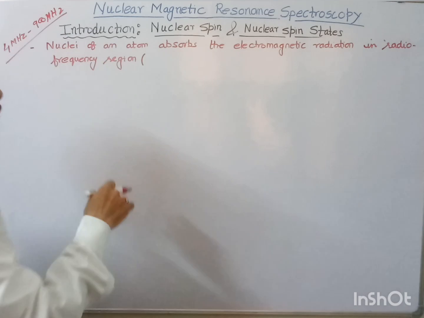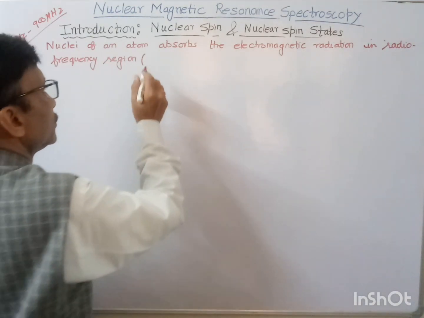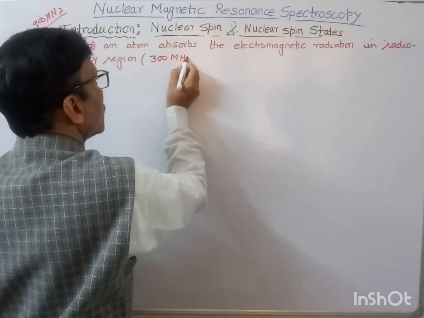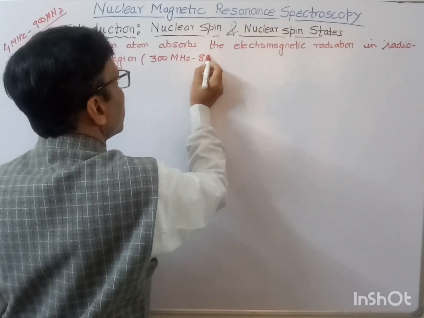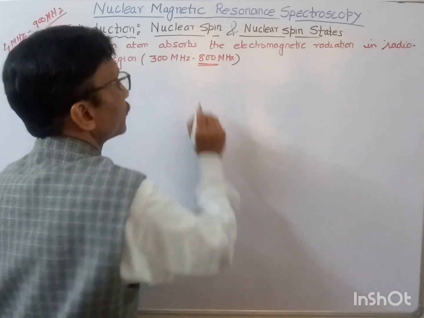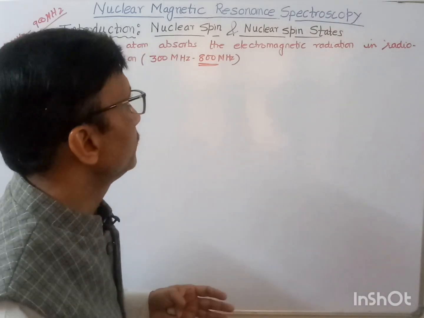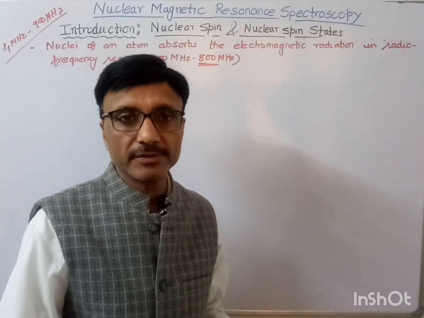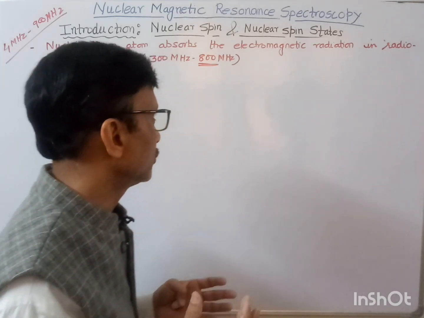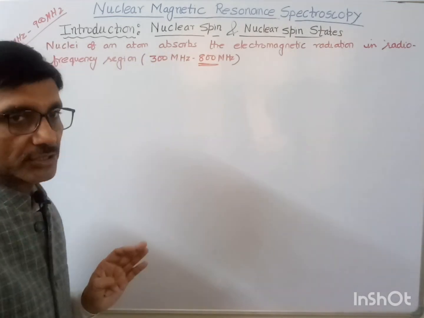But the spectrophotometers that usually come in the market have a frequency range of around 300 megahertz to 800 megahertz. The higher the frequency of the spectrophotometer, the better the result; the better the resolution will be. So the nuclei of an atom absorb the electromagnetic radiation.